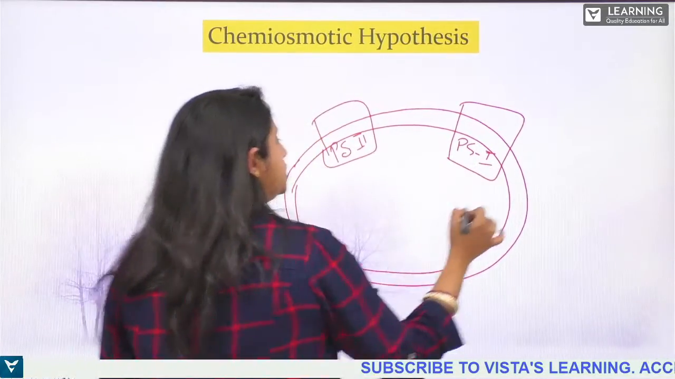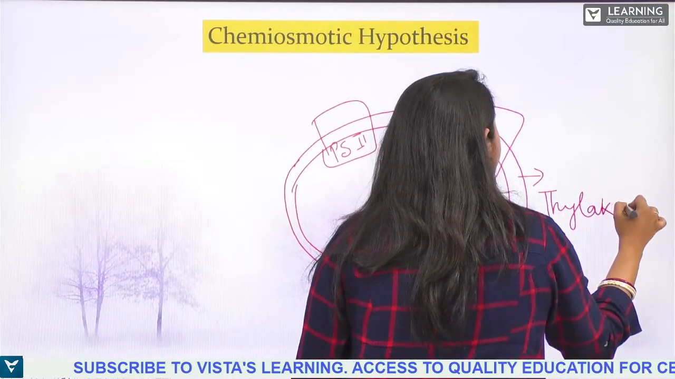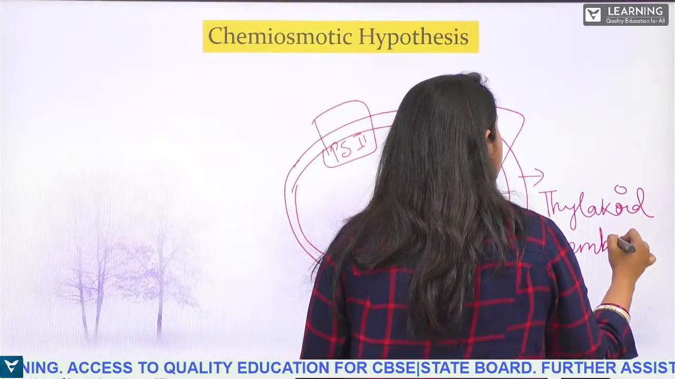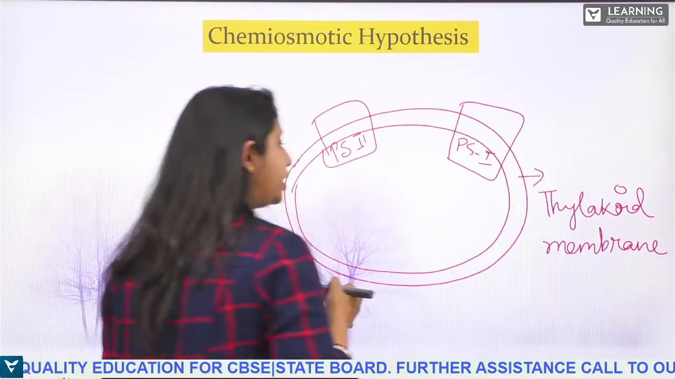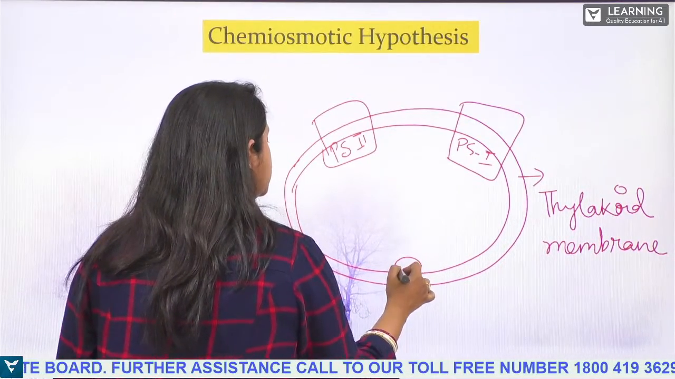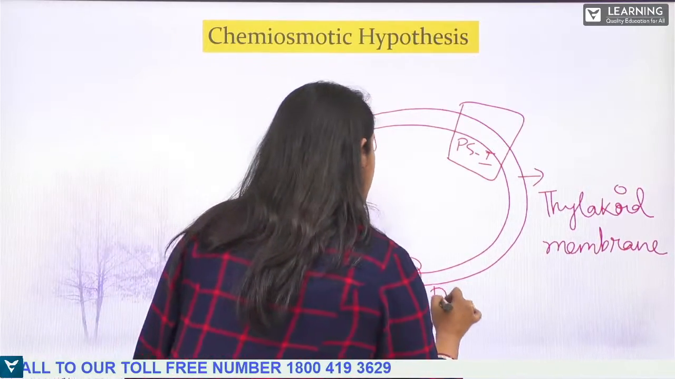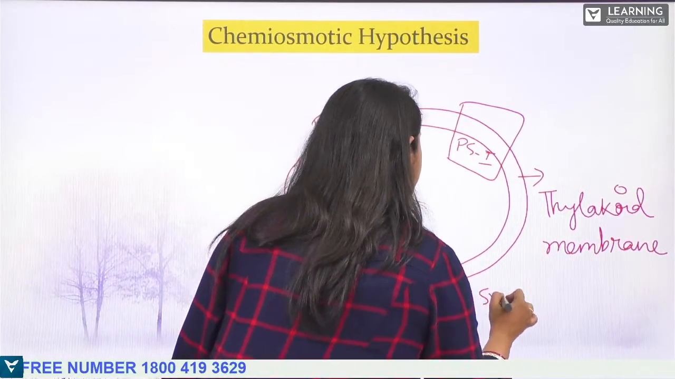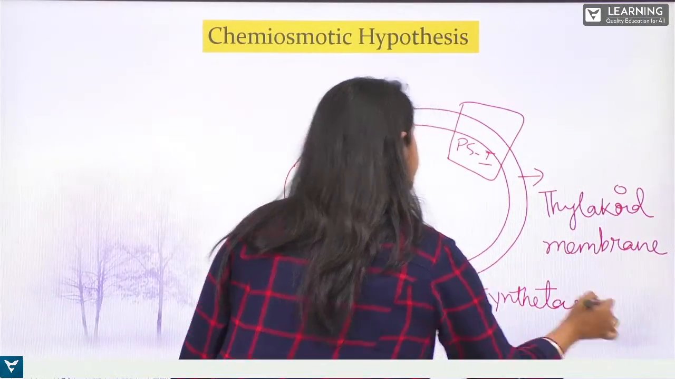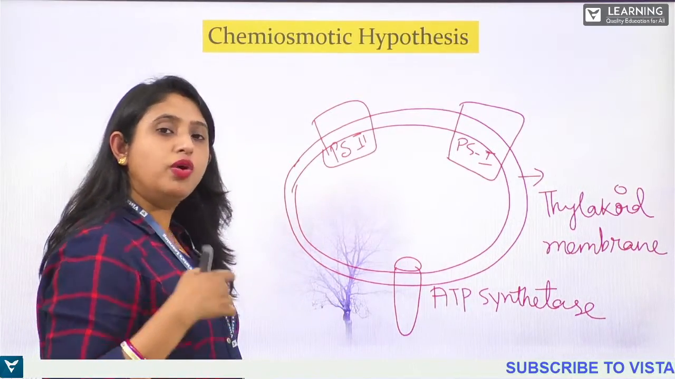Now see here, this is the thylakoid membrane where the light reaction takes place. And here there will be the ATP synthetase enzyme, okay, ATP synthetase enzyme. Now, as you know, in photosystem 2, what happens?